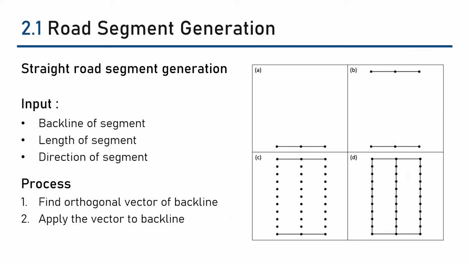This figure shows the process of straight road segment generation. Inputs of this process are backline, length, and direction. By using these inputs, we first obtain the orthogonal vector of the backline, and apply this vector to all points in the backline. Then the straight road segment is successfully created.